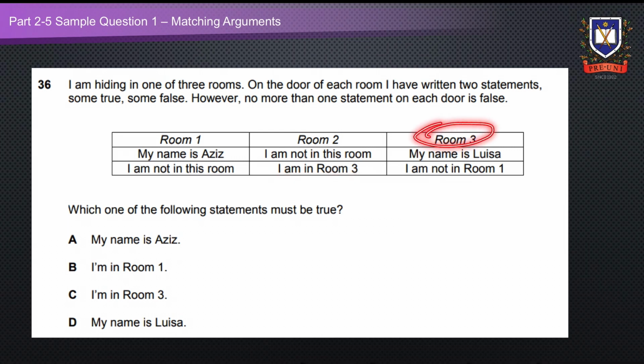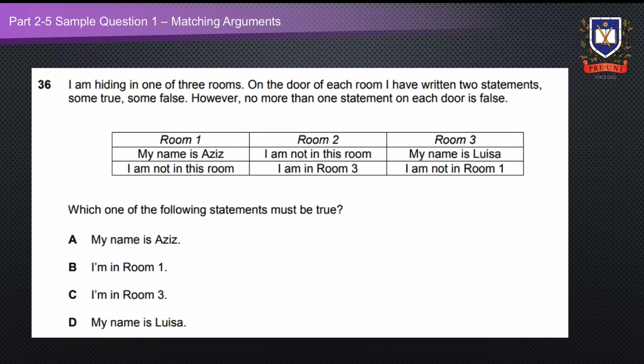And room 3. My name is Louisa. I am not in room 1. Which one of the following statements must be true? A. My name is Aziz. B. I'm in room 1. C. I'm in room 3. And D. My name is Louisa."